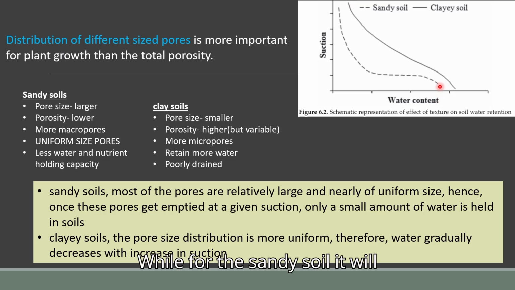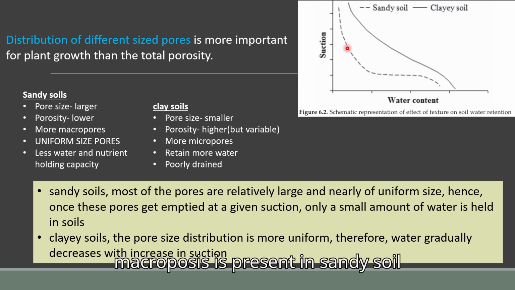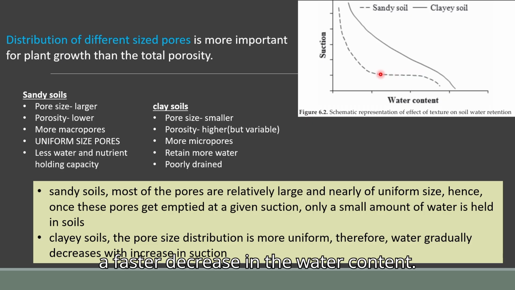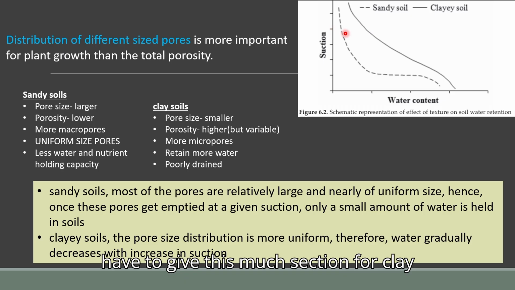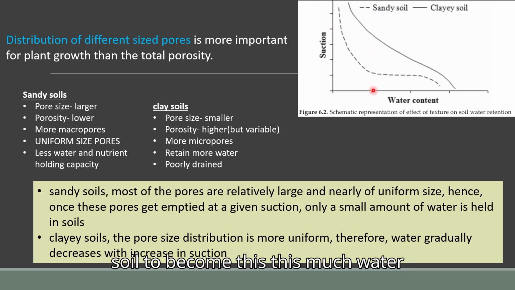While for sandy soil, it will decrease faster because of the presence of more macropores in sandy soil, which will allow the flow of water. So you can see a faster decrease in the water content. That means from here, at this level of suction, water content became this much. But for clay soil, we have to give this much suction to become this much water content.